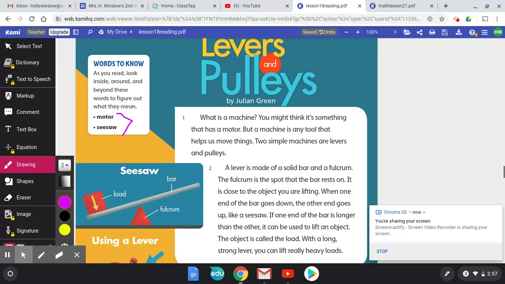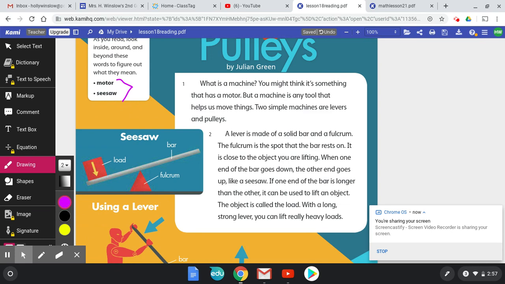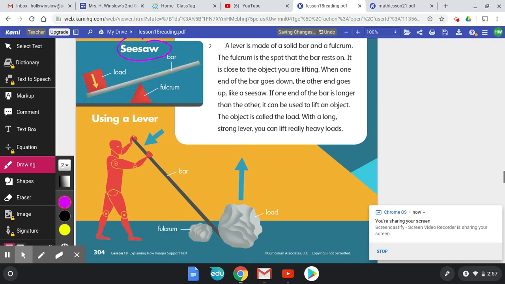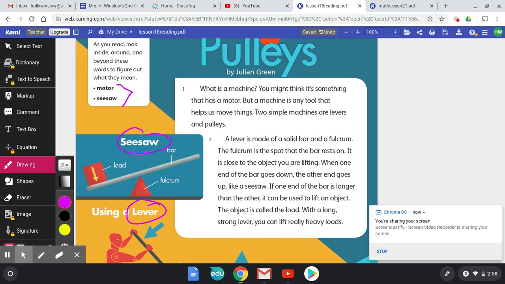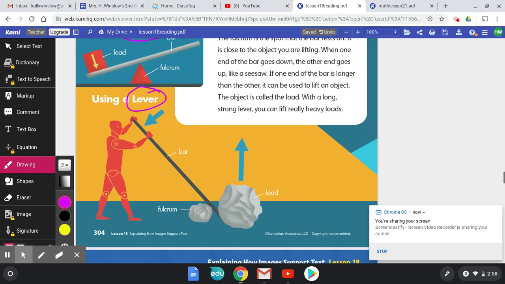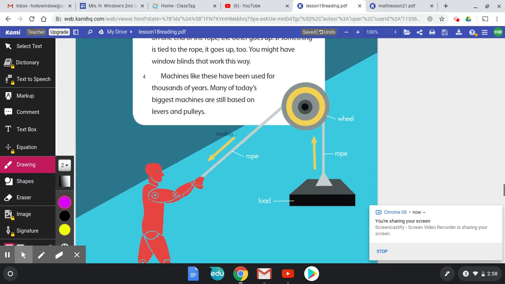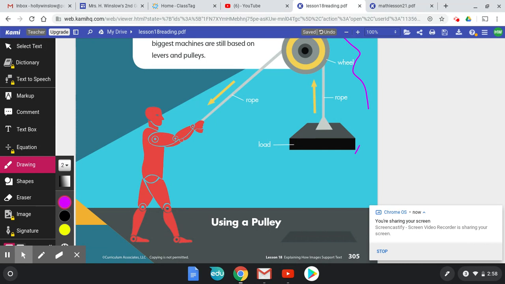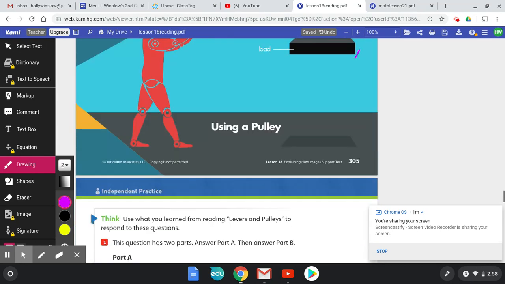Make sure that you're paying attention to your diagrams. You have one for the seesaw here, and you have one where it's talking about using a lever. Make sure that you read the story, and then it's 2 pages, and you have another diagram here. So make sure that you are actually reading the text and then looking at the diagrams to help you make sense of the text, so you can actually see the image in your mind of what they're talking about in the text.